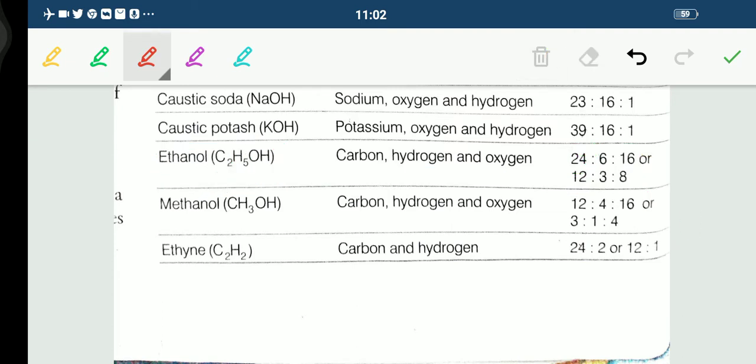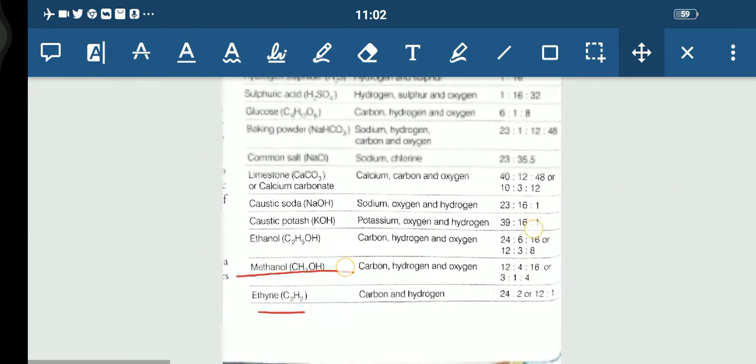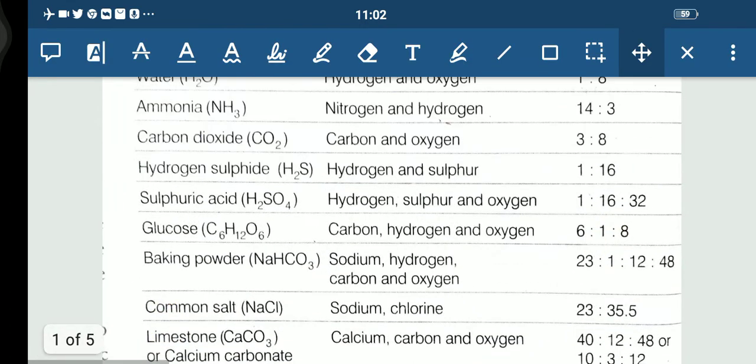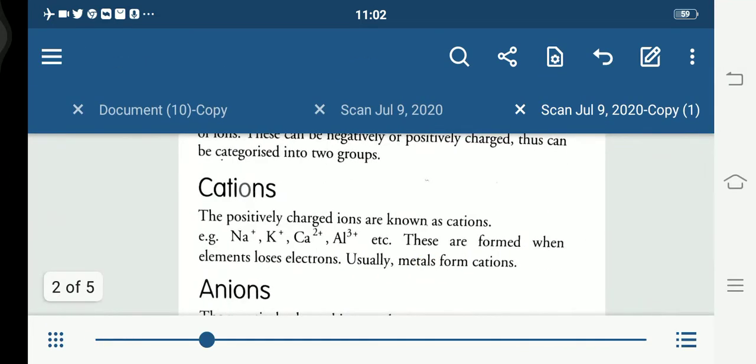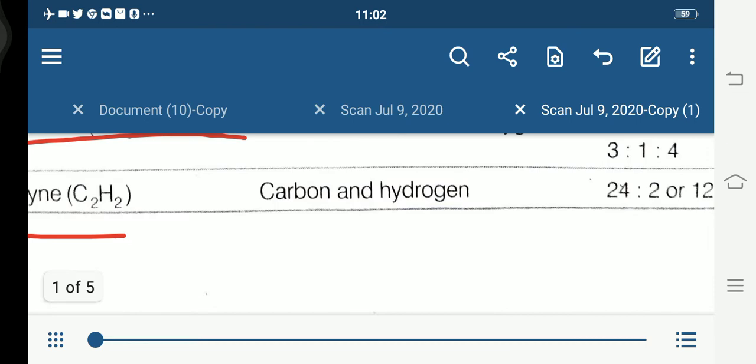So, similarly, we can solve the methanol and ethyne as well. This is what the molecules of compounds were. Fine. I hope this is clear to each one of you. You need to do each and everything in your notebook, bache.